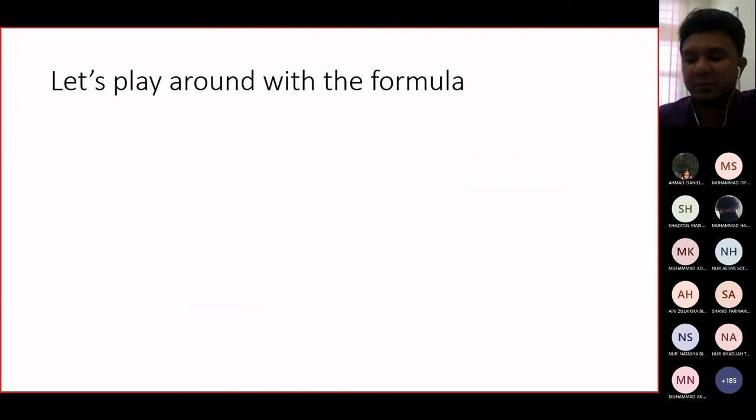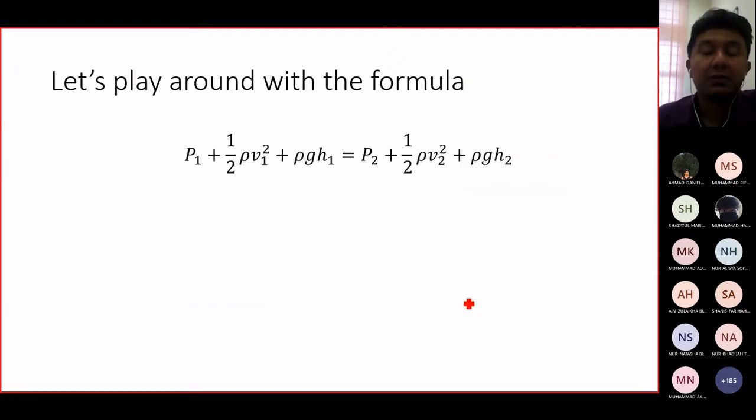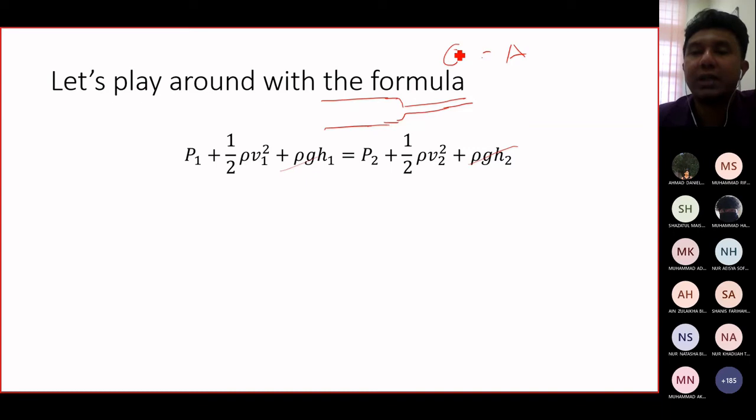So now let's play around with the formula. Imagine we have a pipe. For the sake of simplicity, at the moment let's say it is at the same level. Now let's say the pipe suddenly becomes small. We know by the equation of continuity that when there is a change in area, then the speed will be different.